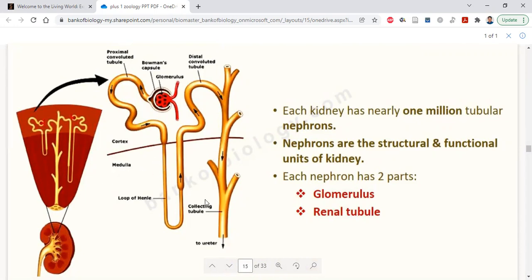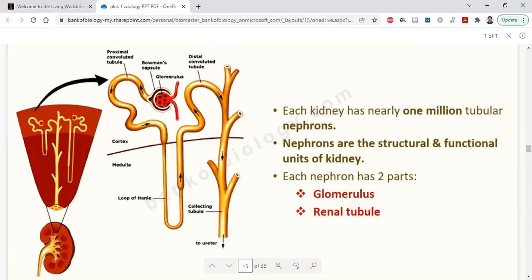Okay, as you see, the loop of Henle and collecting duct are placed in the medulla. In the cortex region, the proximal convoluted tubule, distal convoluted tubule, and glomerulus are all the parts. Each nephron usually has two parts: a glomerulus part and a tubular part. These are all the renal tubes.